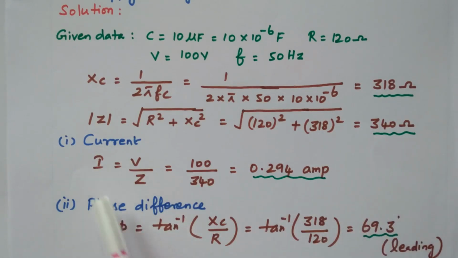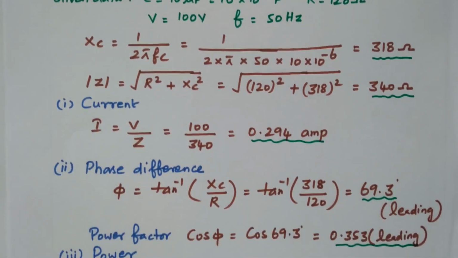By using that, we can calculate the current. Current I equals V divided by Z. So V is 100 volt, and Z is calculated as 340. So 100 by 340, by simplifying this, we got 0.294 ampere. So the current flowing through the circuit is 0.294 ampere.